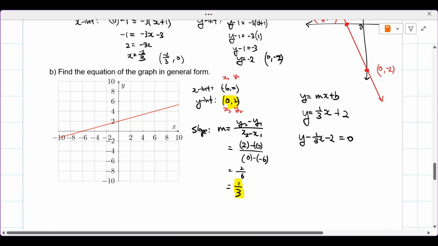Now, I don't like having fractions in my general form, so let's multiply everything by negative 3. Why negative 3? Because I don't want my x to be negative as well. So now it's going to be negative 3y plus positive x plus 6 equals 0. If I put them in a different order, x minus 3y plus 6 equals 0 would be my final equation.